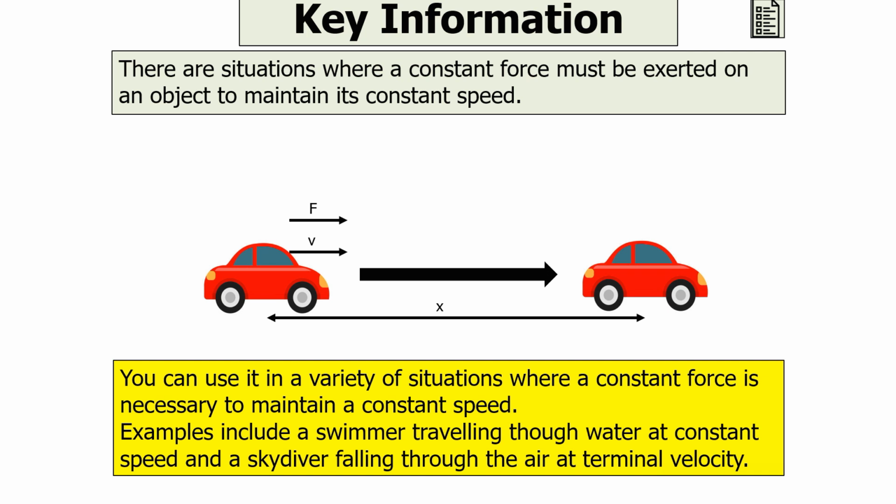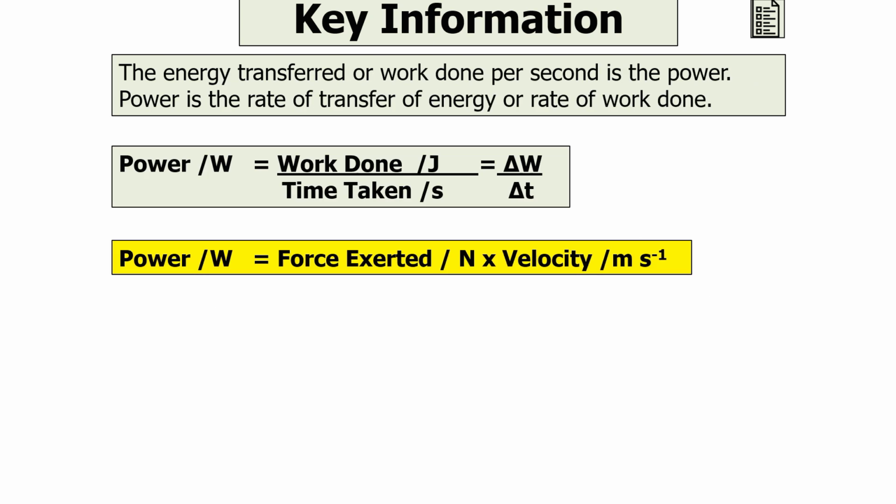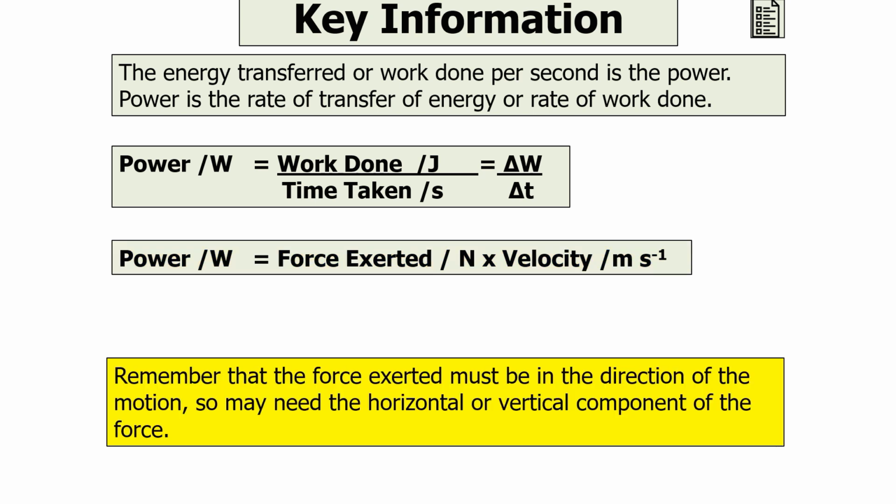You can use this particular equation in a variety of situations where a constant force is necessary to maintain a constant speed. Examples include a swimmer travelling through water at a constant speed and a skydiver falling through the air at terminal velocity. So not only is power in watts equal to work done in joules over the time taken in seconds, but power in watts is also equal to the force exerted in newtons times the velocity in meters per second. Remember that the force exerted must be in the direction of the motion, so we may need the horizontal or vertical component of the force.